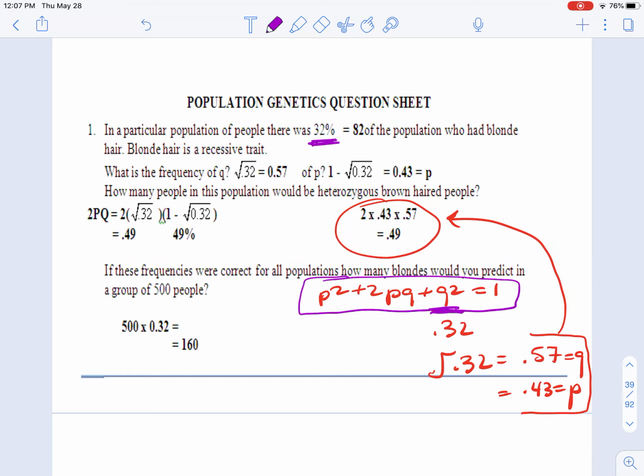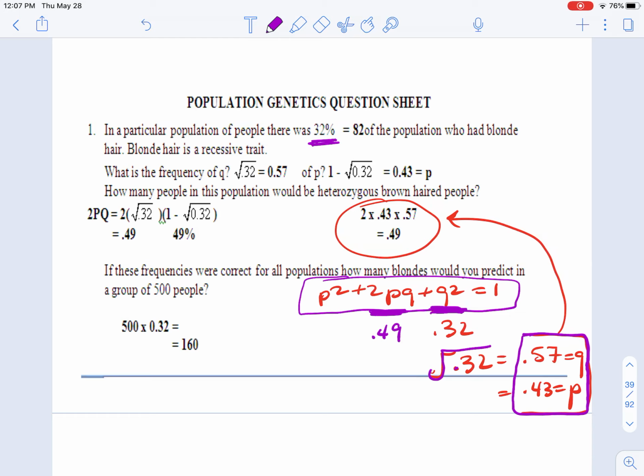This tells you that 32% are blonde people, so I put my 32% as the recessive q squared. When I square root my 32%, or 0.32, I get a q of 0.57. 1 minus that is 0.43, so I know my p is 0.43. Now I can go back and answer 2pq. 2 times p times q will end up being 49%.